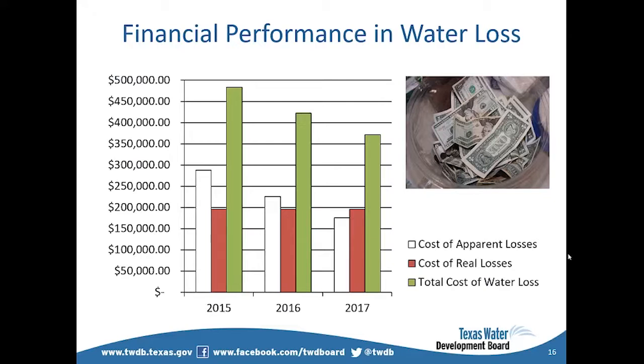So it takes the apparent loss volume and multiplies it by the cost that the customer is paying for the water, at least per 1,000 gallons, and gives you a cost of apparent losses. And then it does the same thing for the real loss side. It takes the total volume of real losses, multiplies it by a production cost, and gives you the cost of real losses. And then you add those two together, you can get a total cost of water loss, which will auto-calculate on the water loss audit.